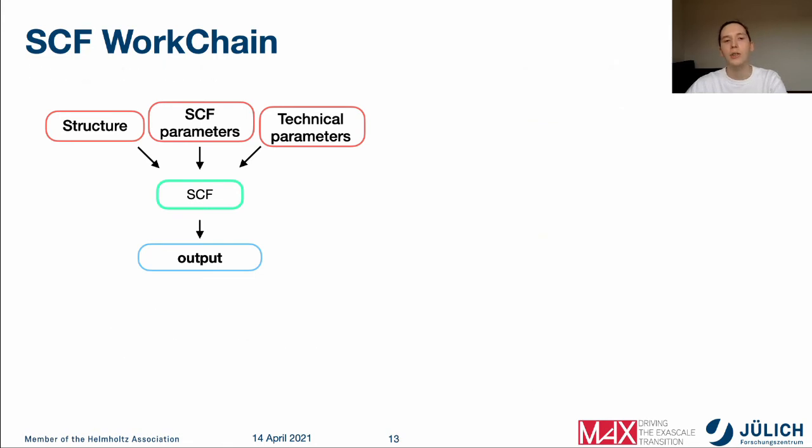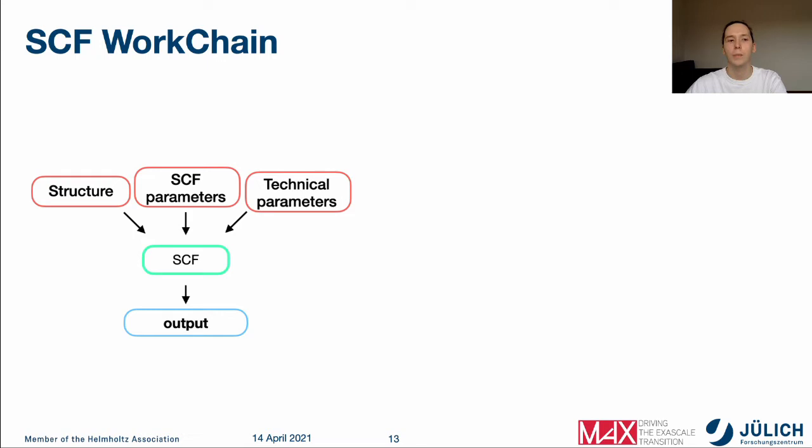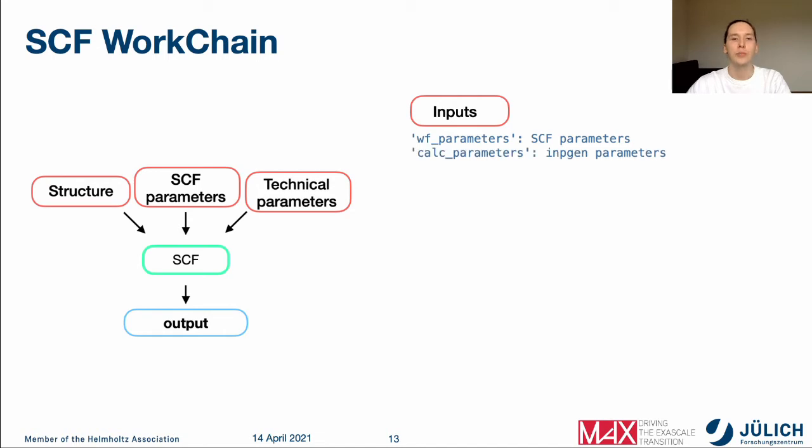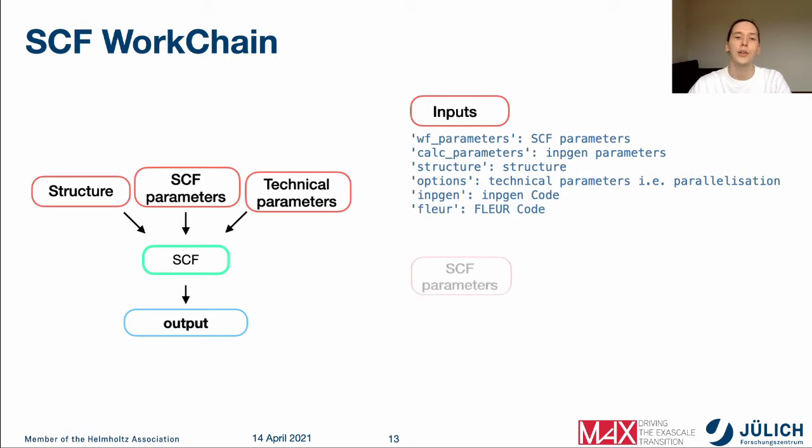Now, let's have a deeper look at the input configuration for the self-consistent WorkChain. As you see, the self-consistent WorkChain accepts the structure and other technical parameters as an input. Let's go through them. First of all, the self-consistent WorkChain requires some parameters that define its logical behavior. We require calculation parameters that define the behavior of the ImpGen calculation. We also need the structure in order to know for which structure we want to converge the charge density. Next, we should know how many MPI processes the Fleur calculation should use and what is the queue name on the supercomputer, for example. Finally, we should define the inpgen code and the Fleur code that will be used in the WorkChain.